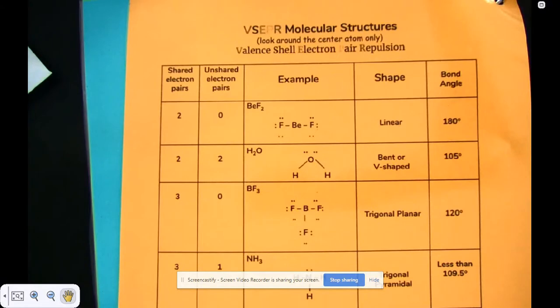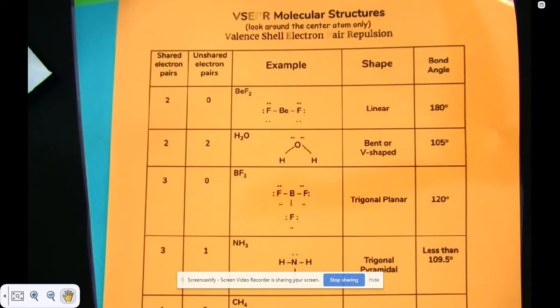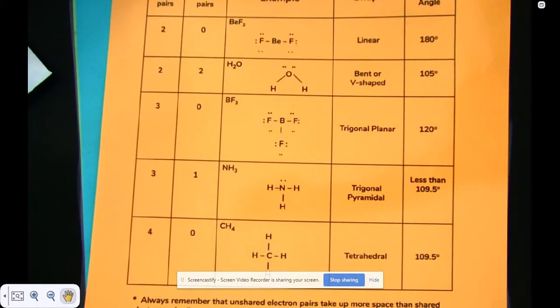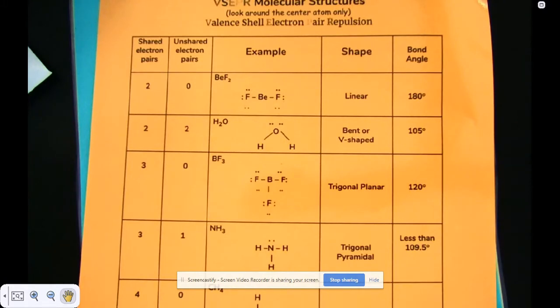The different options that we have available to us are the linear shape, the bent or V-shaped atom, then you have the trigonal planar, trigonal pyramidal, and the tetrahedral. Those are the five shapes that we deal with. And you guys will determine what the shape is based off of how many shared and unshared pairs of electrons the center atom has in a molecule. So we give you all the different types and we give you the examples, and then we're going to show you exactly how you figure this out.